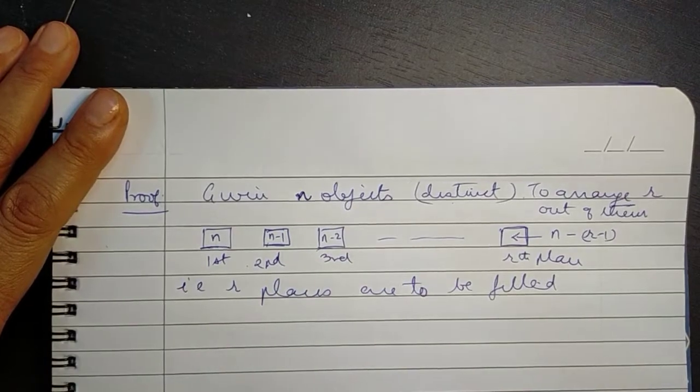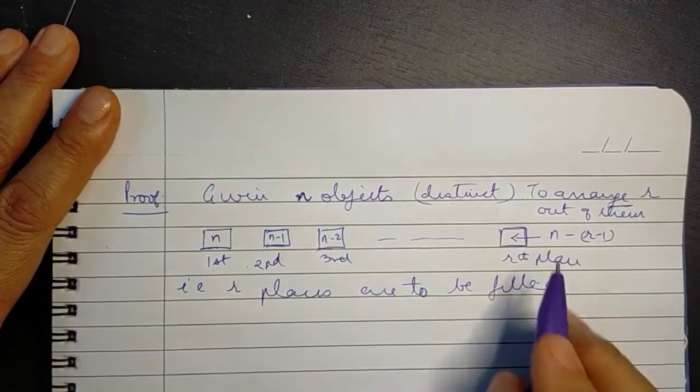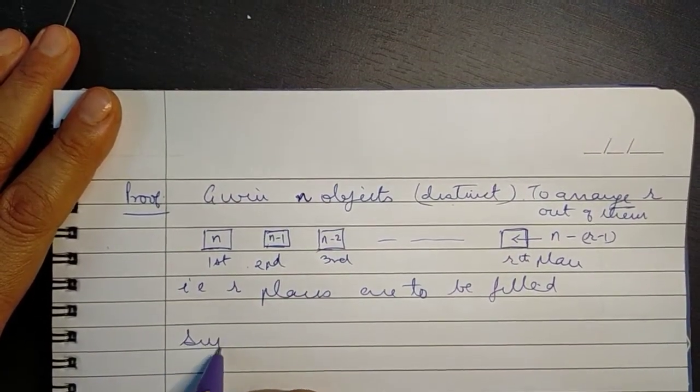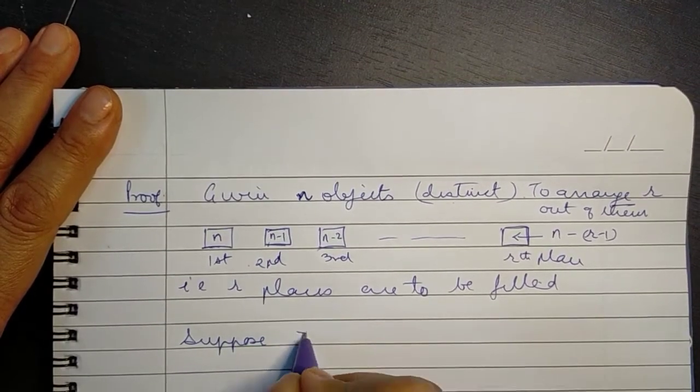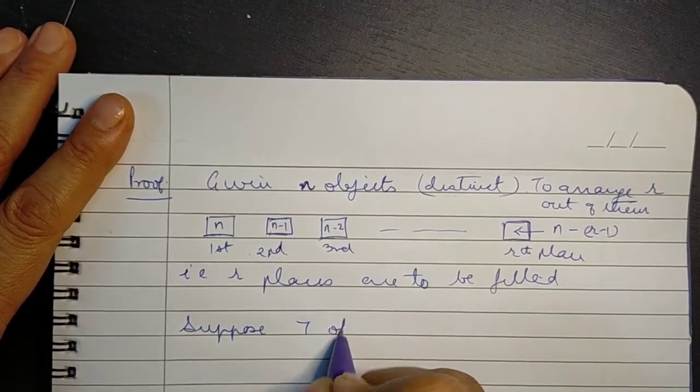This we'll do by the method of trials. Suppose we are given 7 objects.